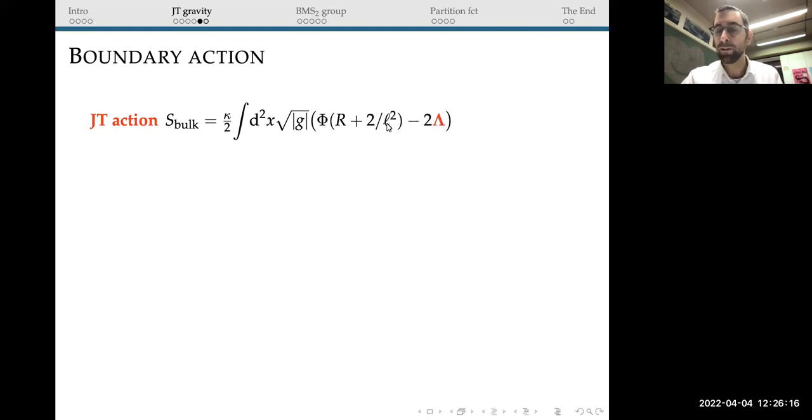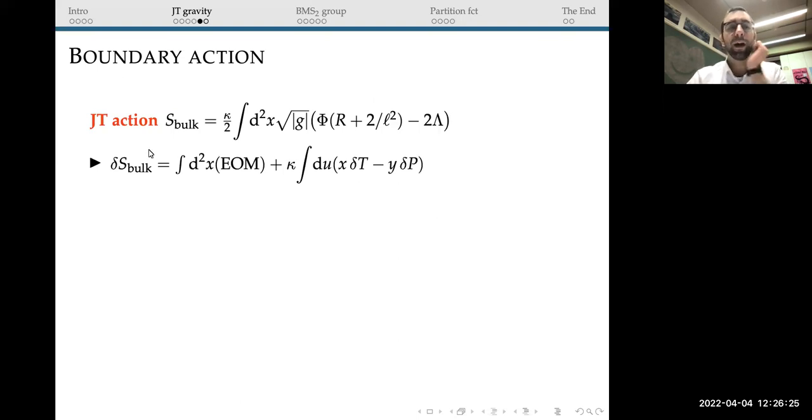So this is why I want to keep both parameters explicit throughout. So, okay, you should think of this as the bulk action of your theory. And you can now ask, if you vary it, what are the equations of motion that you find? So you find the equations of motion that I've mentioned earlier, but you also find that there is a non-zero boundary term here, which happens to take this form.